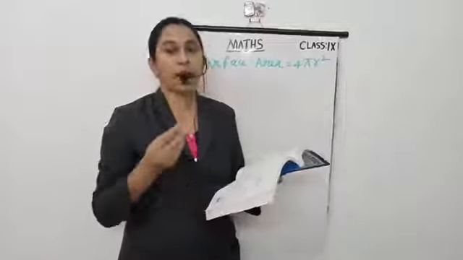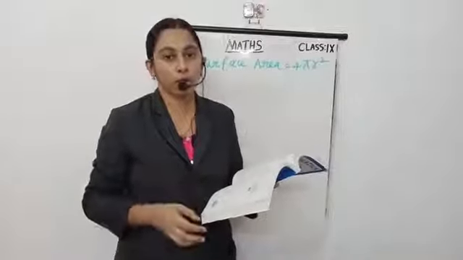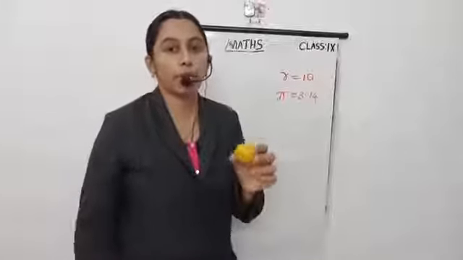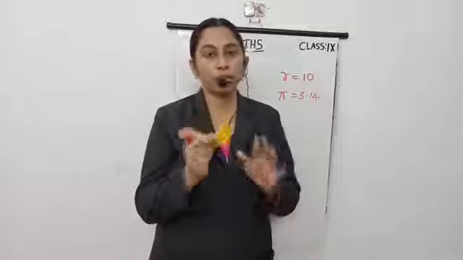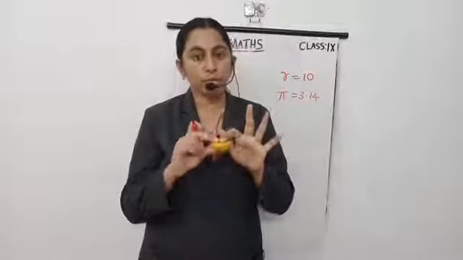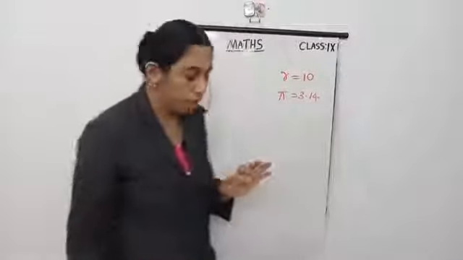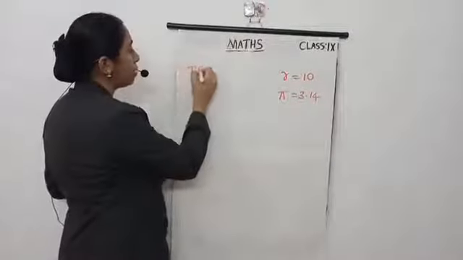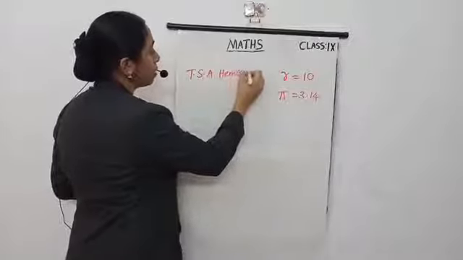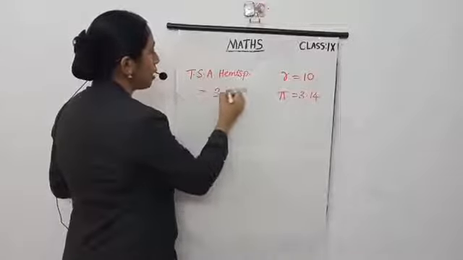So this is the same as the previous question. This is for homework. Now question 3. Find the total surface area of a hemisphere of radius 10 centimeter. Use pi equal 3.14. So the question is the total surface area of a hemisphere. What is the total surface area? Area of this face plus this. That is 3 pi r square. So total surface area of a hemisphere is equal to 3 pi r square.